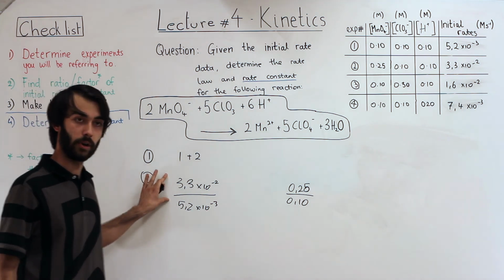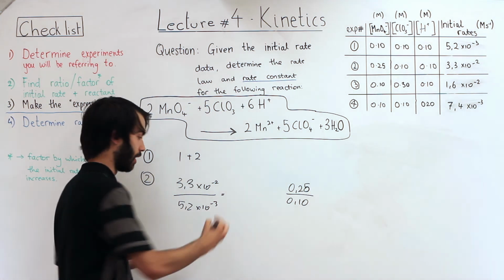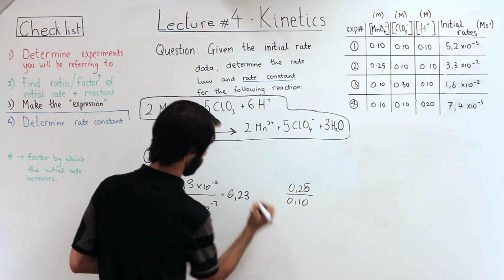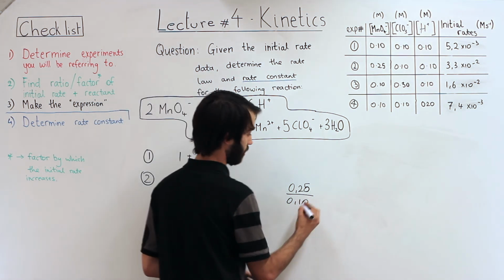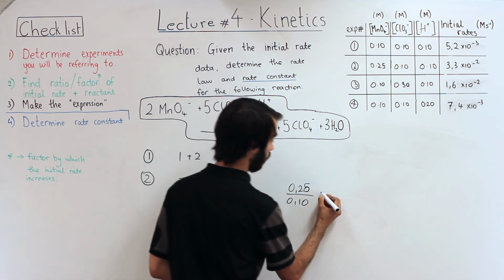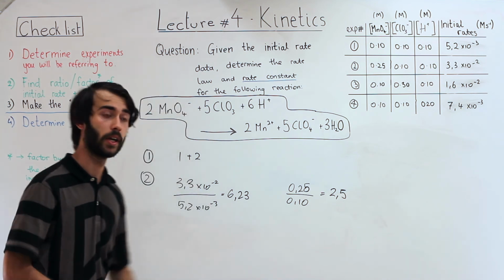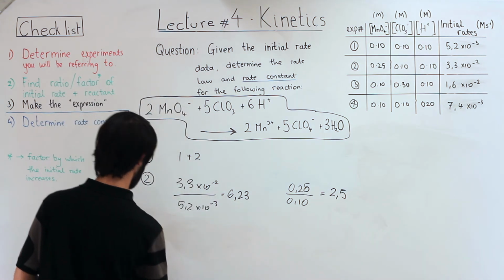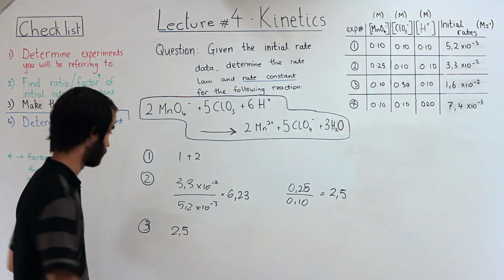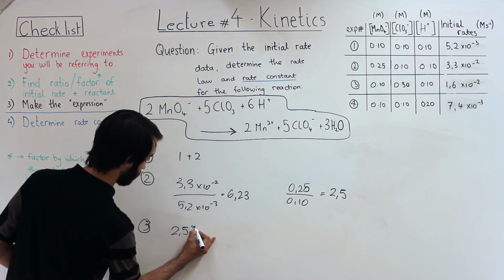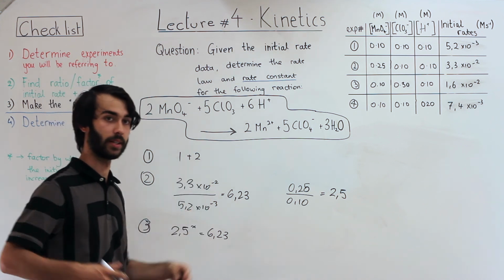Okay, this ratio here determines how much our rate has increased. This increase is calculated to be 6.23. Over here, for the reactant side, for the permanganate, the increase is 0.25 divided by 0.1, which is 2.5. And step 3, making our expression. So our value here, 2.5, the factor by which we increased our reactants, raised to the power of, let's say, x for this question, equals 6.23, which was the factor by which our rate has increased.